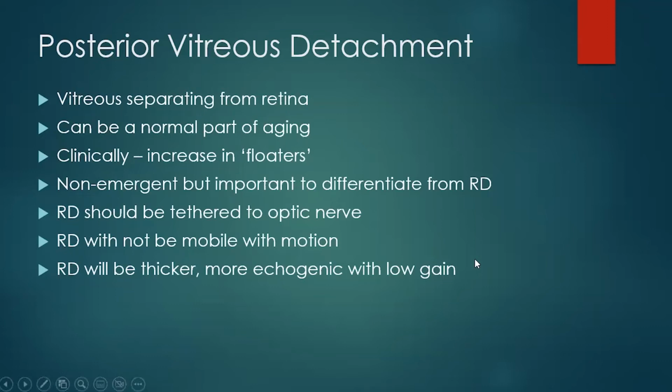Retinal detachments, we'll look at a video here in a second, are not going to be extremely mobile with motion, whereas a vitreous detachment, as the patient moves their eye, will continue swirling in that vitreous cavity. And a retinal detachment is going to be thicker and more echogenic than the posterior vitreous detachment is going to be, which is why this evaluation with low gain is going to be helpful.